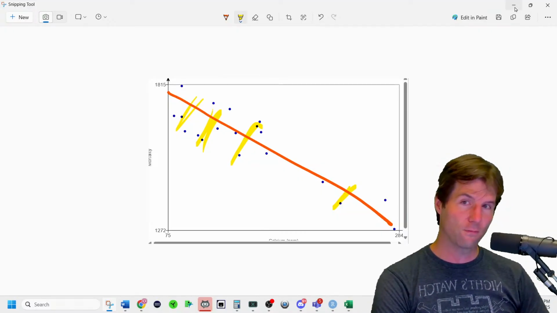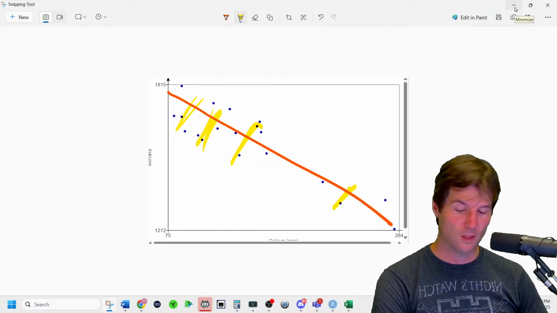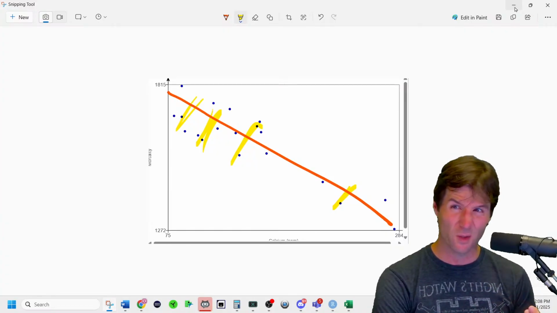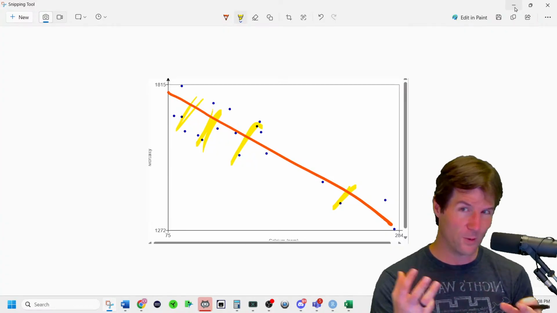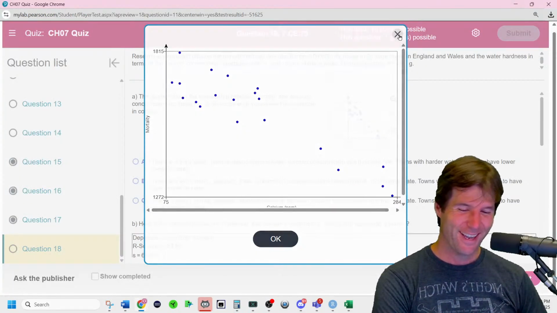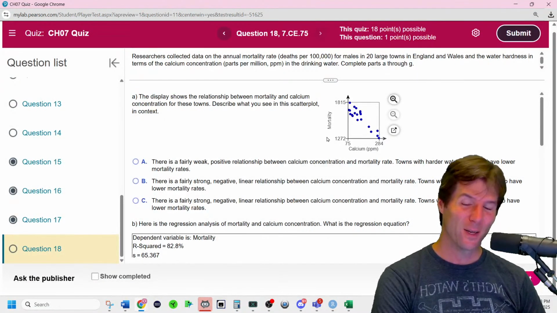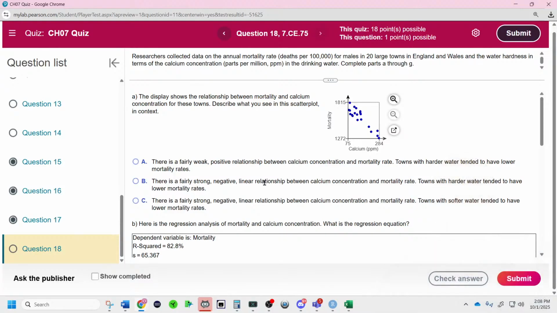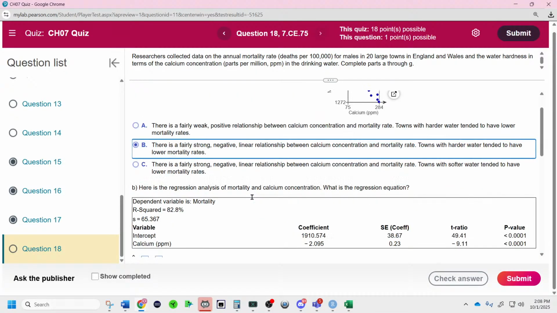It's a negative, somewhat strong model that says at higher levels of calcium, which means harder water, because calcium is a mineral that gets in water, and you see it around your sink, you're like, oh, what's all this calcium mineral doing in my water? You get it. And so at higher levels of calcium, we see a lower mortality rate. So it's a very strong negative relationship. Towns with harder water tend to have lower mortality rates.